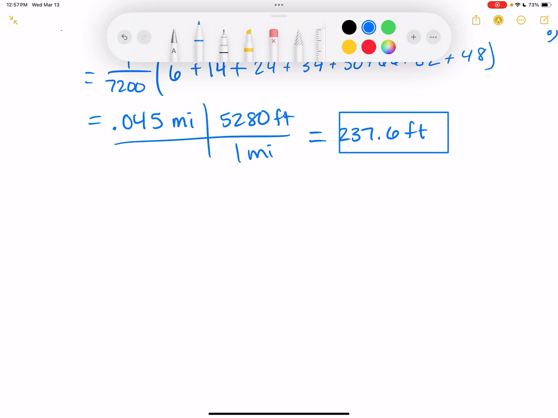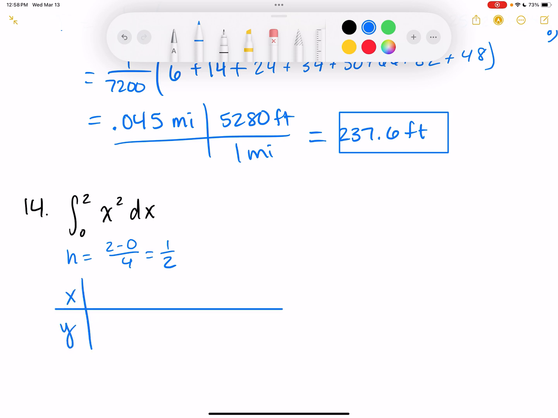All right, so 14. The integral from 0 to 2 of x squared dx. So what is h going to be? I'm using n equals 4, right? Yeah. It should be 1/2. Yep, so 1/2. So I'm going to do my table. We got 0, 1/2, 1, 3/2, 2.